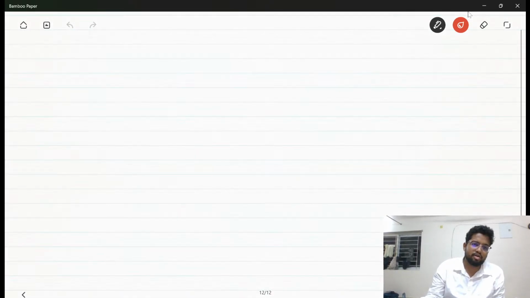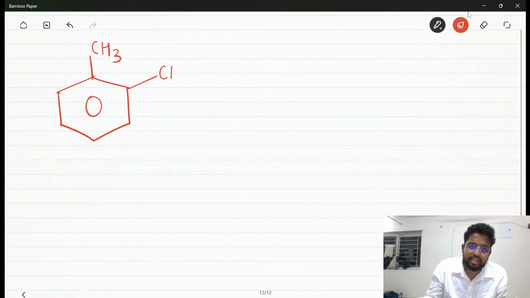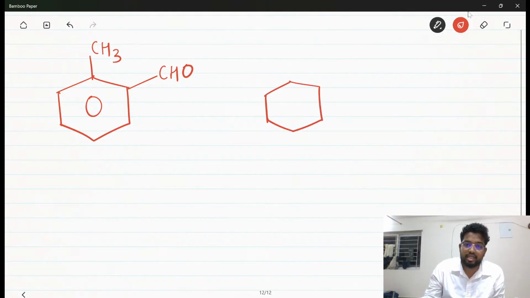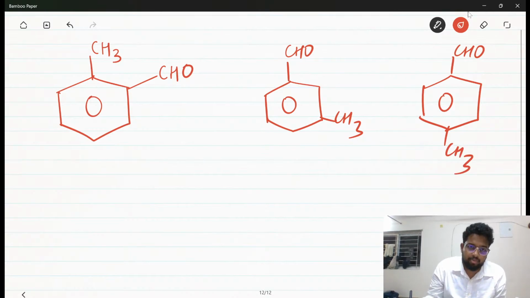Now, you remember toluene? Obviously, sir, I know what is toluene. Benzene ring and CH3. Now, if I attach an aldehyde here, this will be known as orthotolualdehyde. Similarly, if I attach an aldehyde on the meta position, metatolualdehyde. If I attach an aldehyde on the para position, paratolualdehyde.